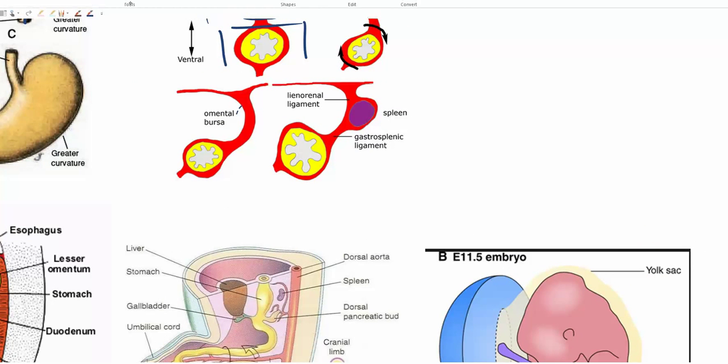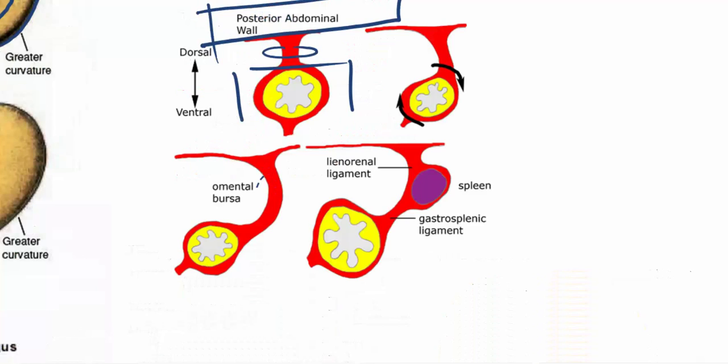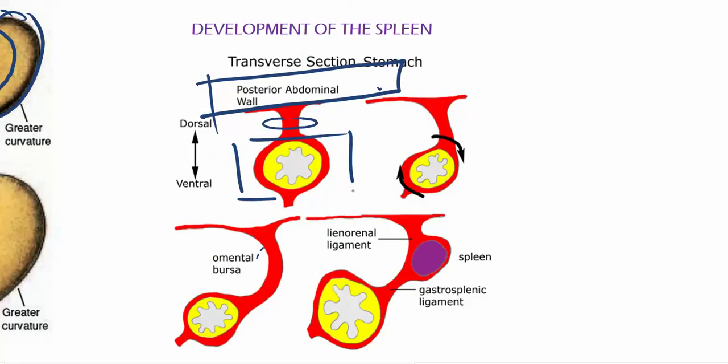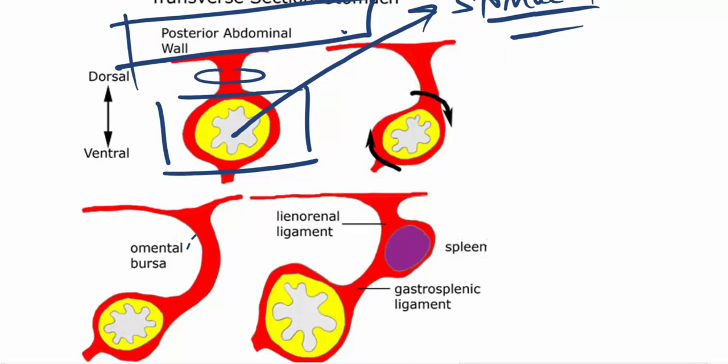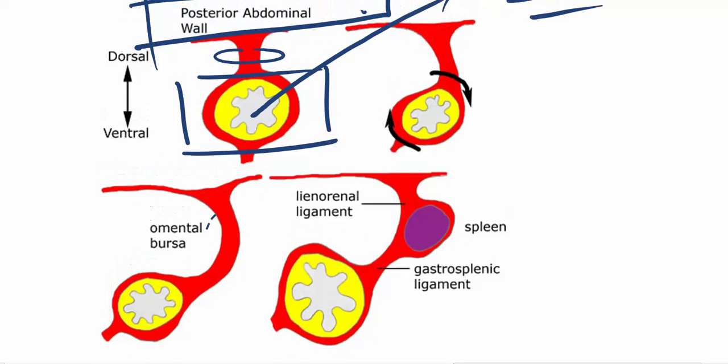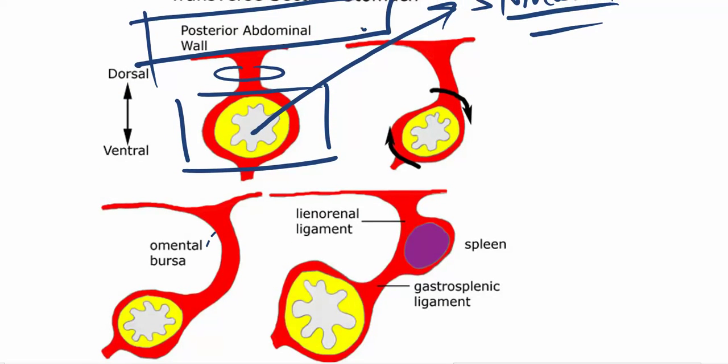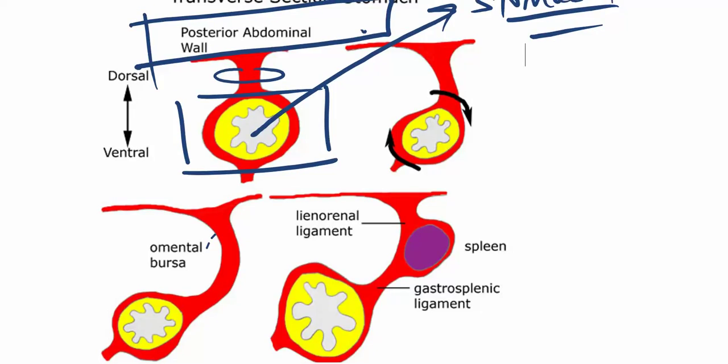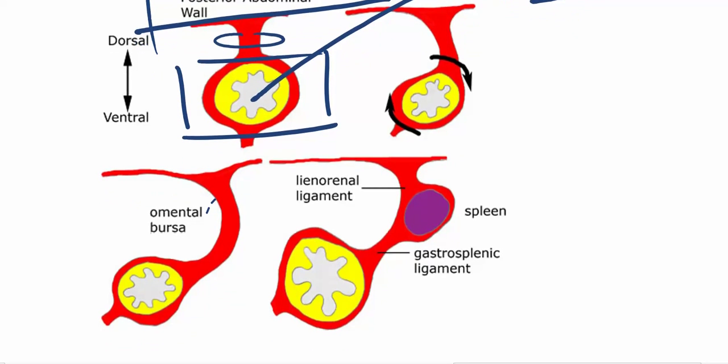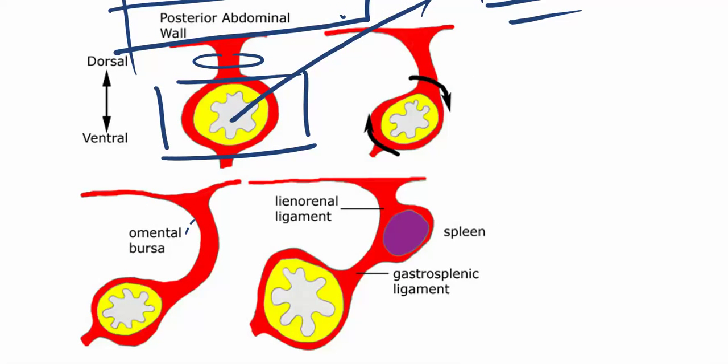So here we go. First of all, this is the posterior abdominal wall. We're assuming this is the stomach. The stomach is suspended from the posterior abdominal wall by what? Dorsal mesentery. That's right. What's going to happen is that the spleen is going to develop within here, within the dorsal mesentery.